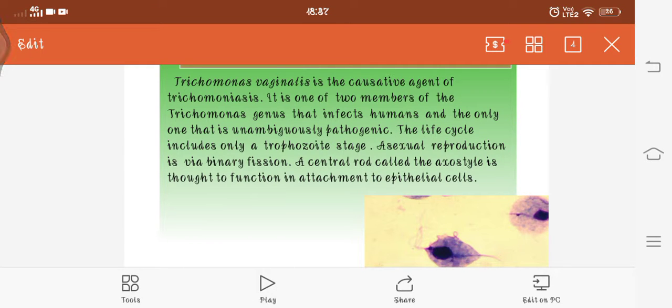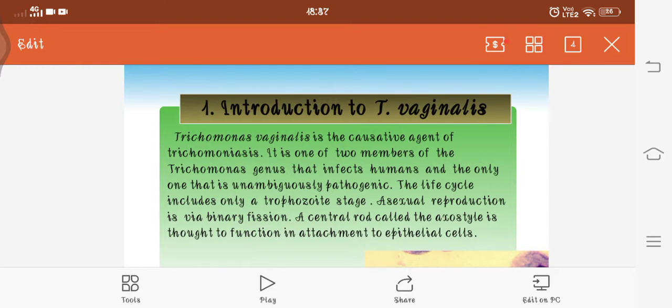Today we are going to learn about Trichomonas vaginalis. Trichomonas vaginalis belongs to the genus Trichomonas and it has three different species, that is Trichomonas hominis, Trichomonas tenax and Trichomonas vaginalis. Okay, now let us start with the introduction. In the introduction, Trichomonas vaginalis is usually seen in diarrheic stools and it is known as the common flagellate of the tropics, and it has only the trophozoite stage.